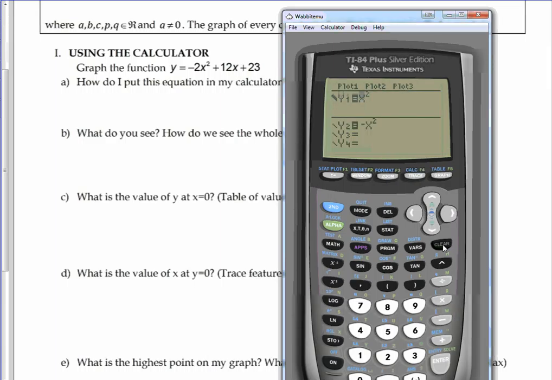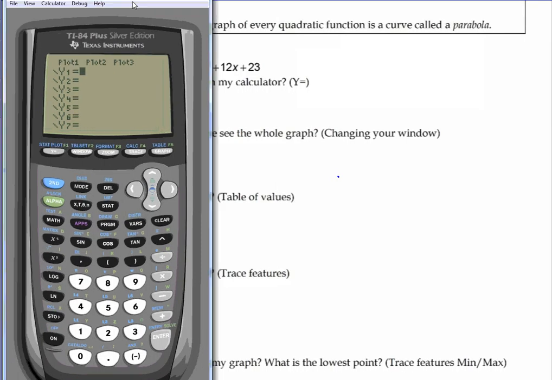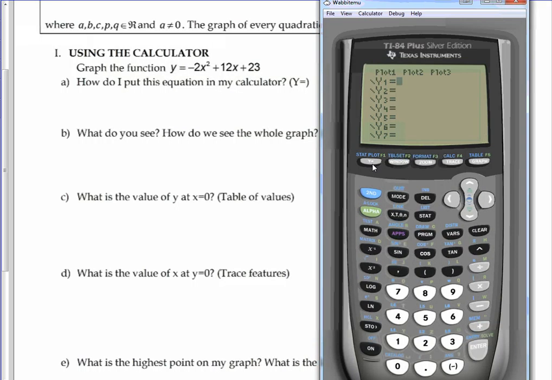Okay, Y equals. That is in the top left. Is everyone there? It should look like this. We're all good now. Type in your function: negative 2x squared plus 12x plus 23.